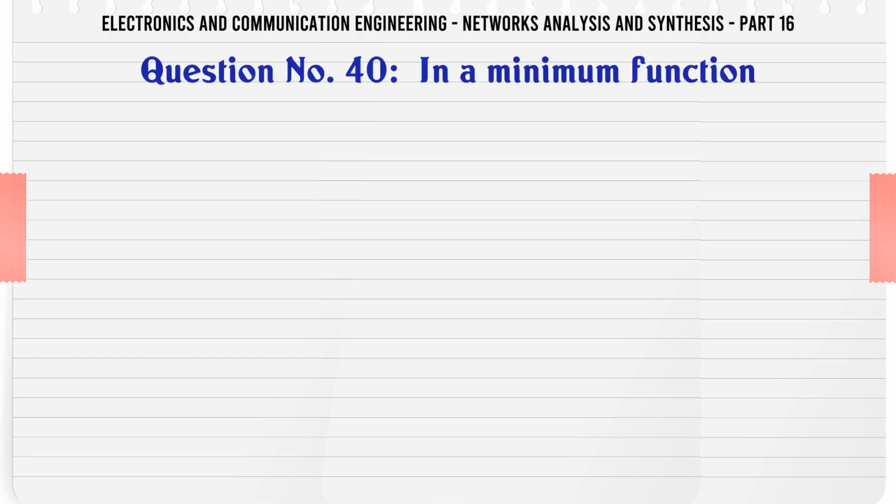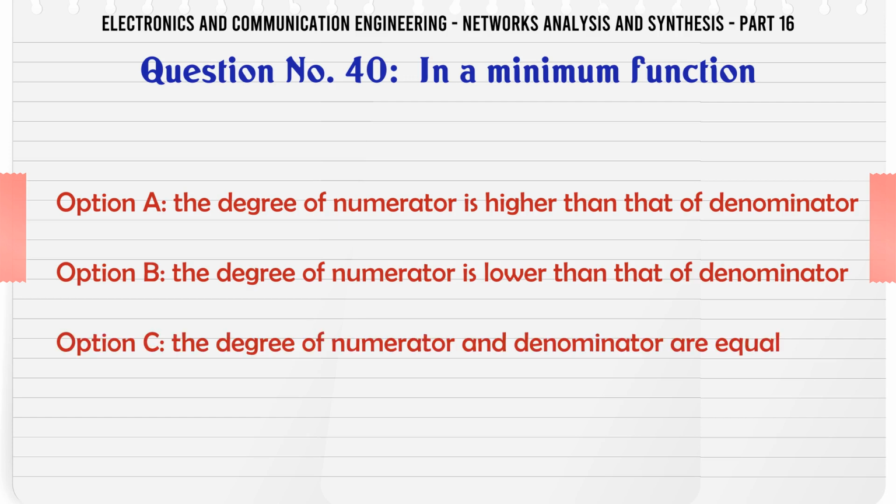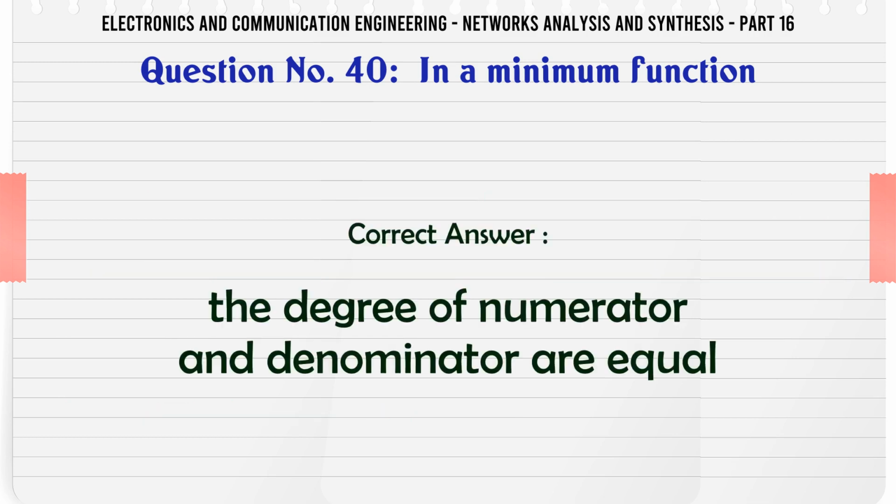In a minimum function: A. the degree of numerator is higher than that of denominator, B. the degree of numerator is lower than that of denominator, C. the degree of numerator and denominator are equal, D. the denominator is a constant. The correct answer is the degree of numerator and denominator are equal.